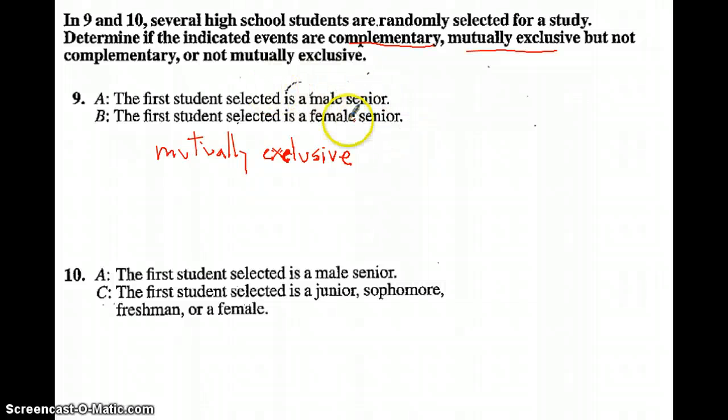In other words, you've got the seniors, the juniors, the sophomores, and the freshmen. By selecting the first student, sure, if it was a senior, it would have to be male or female, but if it was not even a senior, there are other possibilities here. So the first student could be a male junior, or a female freshman or something like that. So together, this does not represent all the possibilities that are out there. A and B just doesn't cover everything. So together, these events are not complementary.